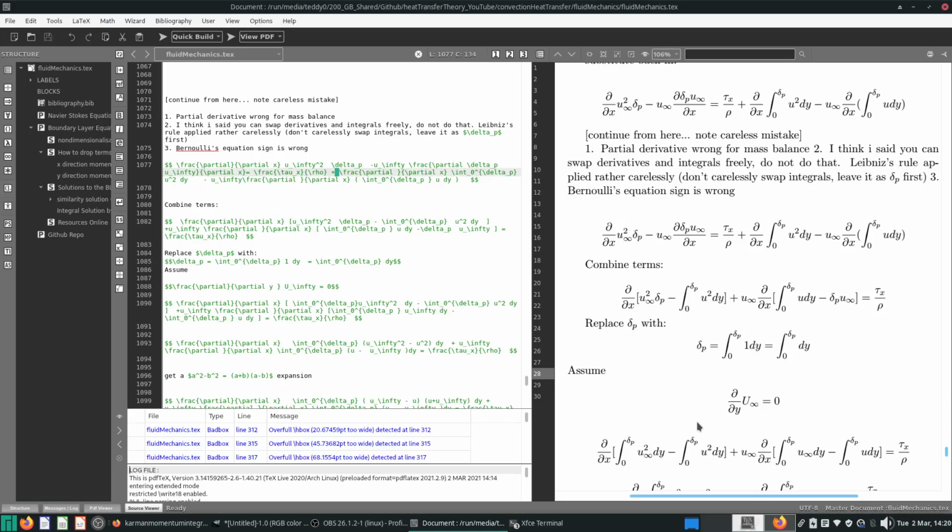What do you call that? Your integral and differential equations. Now, the order of integration and differentiation, especially if you have this kind of expression here. All right. Okay, now I've corrected all those mistakes.